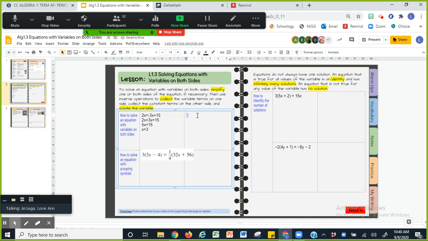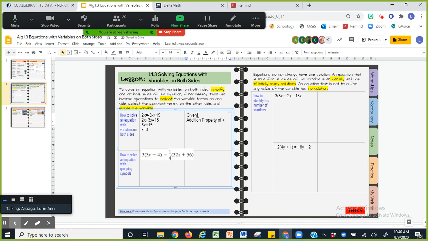Okay, so let's explain what we did. First, that's the given problem. And then we added 3x to both sides. So that's the addition property of equality.